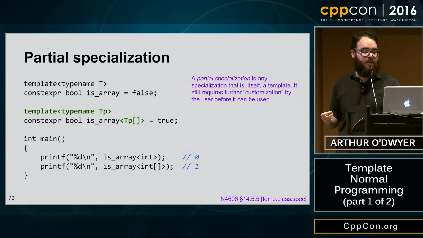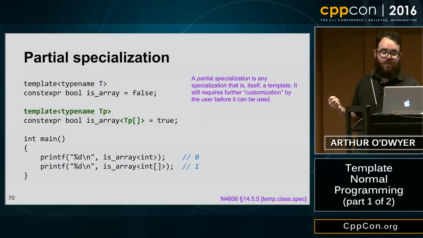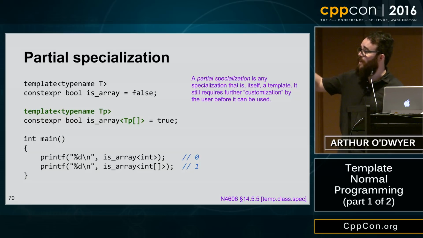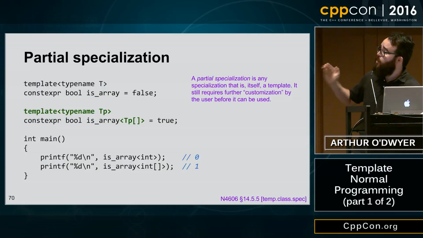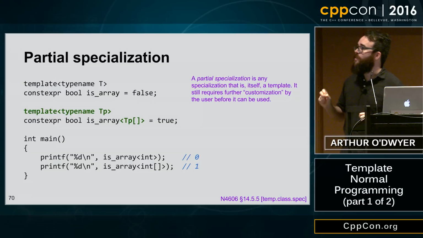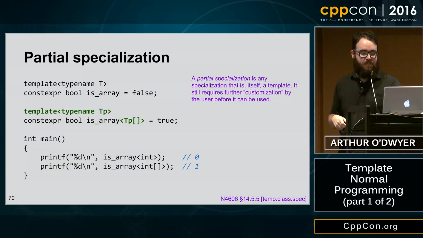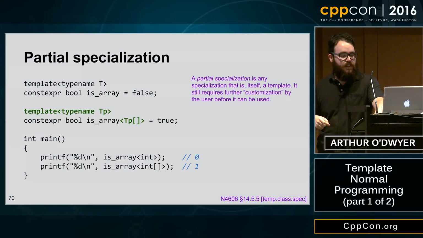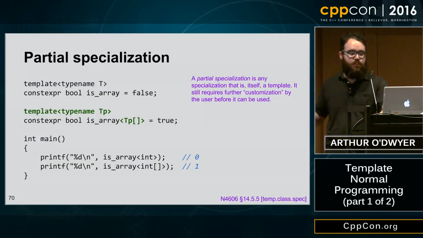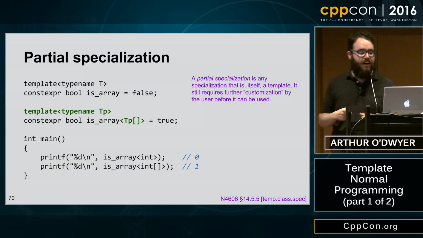Partial specialization. A partial specialization is any specialization that still requires further customization by the user before it can be used. So here I can specialize my isArray type trait, which I'm making here. And I can say, well, this specialization works for anything that fits the general pattern of t bracket bracket, so arrays of some unspecified bound. And then if I use it with int bracket bracket, I can say, this does match my partial specialization. T must be int, and okay, cool, I can use that.